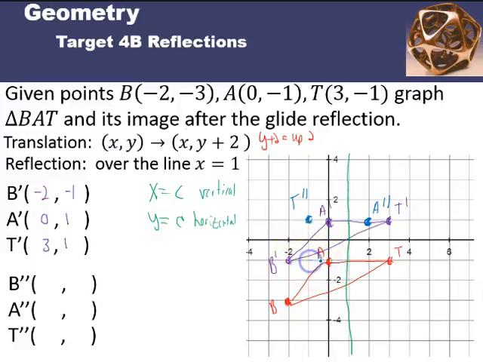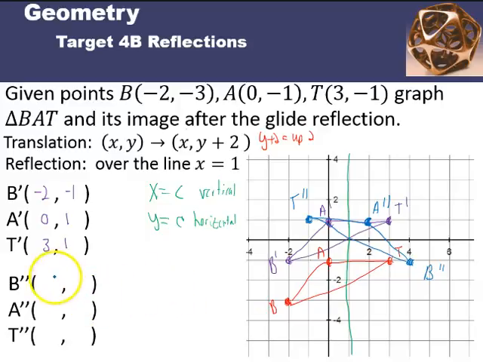B is 1, 2, 3 to the left. So 3 to the right. 1, 2, 3. And right there is B double prime. Then I just connect the dots. So T and A get connected, B and A, and finally B and T. And there's the reflection over the green line.